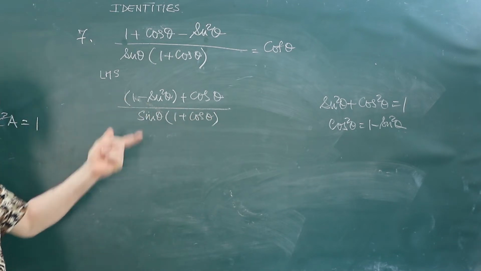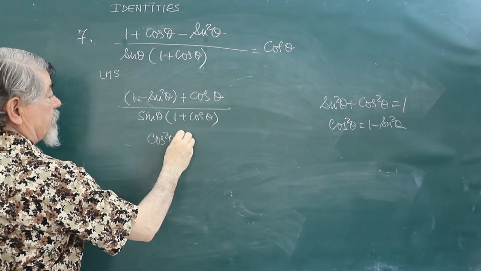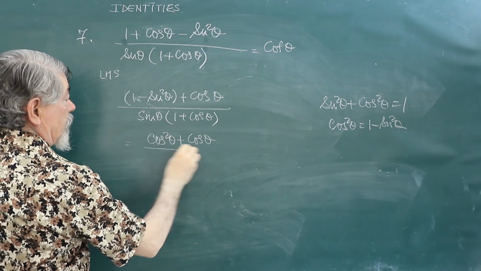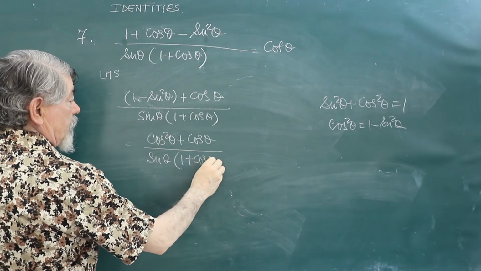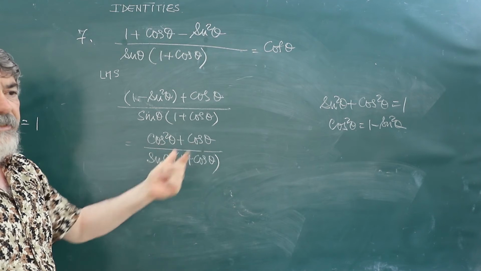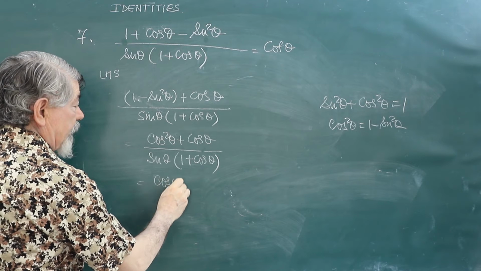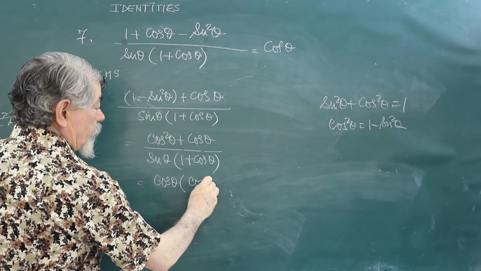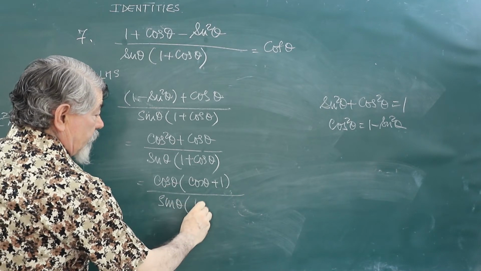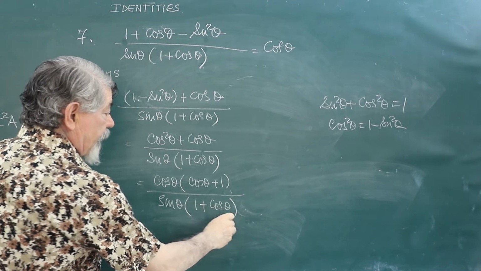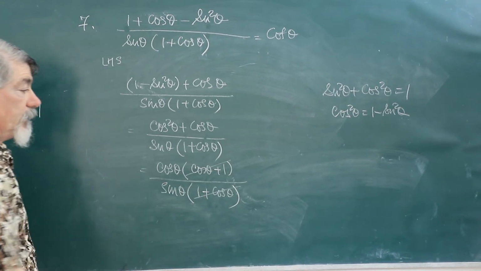Now 1 minus sin square theta is cos square theta, plus cos theta upon sin theta, 1 plus cos theta. Now out of this I can take out cos theta common. If I take out cos theta common, I'll get cos theta plus 1 upon sin theta, 1 plus cos theta. 1 plus cos theta or cos theta plus 1, both are the same thing. They will cancel with each other.